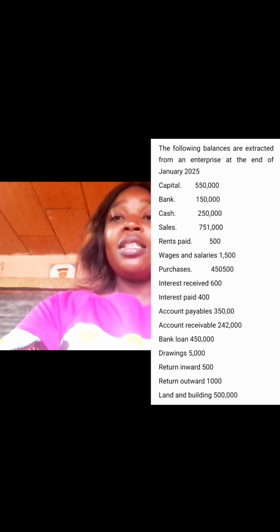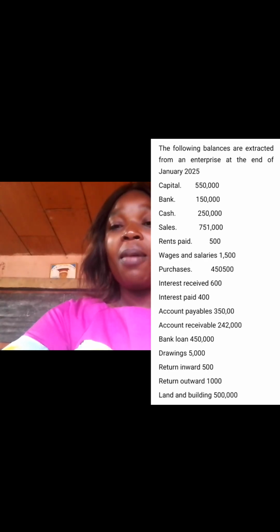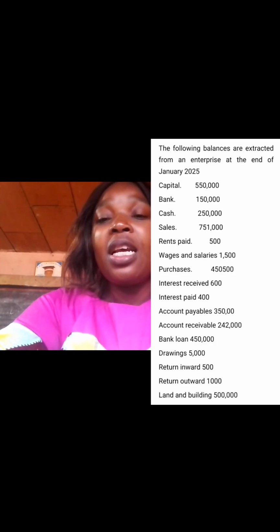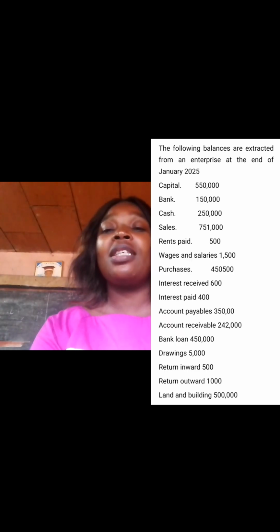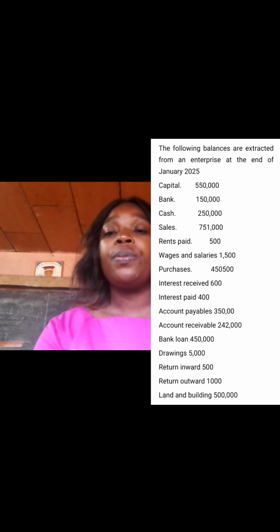You will see here that this case is already a summary of the ledger account balances. With this summary, I'm going to use these ledger account balances to prepare a trial balance. Since these balances are already extracted and given to us, I'm going to be using the principle which states that all assets and all expenses are expected to have a debit balance at the end of the period, because they are actually the uses of funds. And then all liabilities, revenue and capital are expected to have a credit balance at the end of the period.